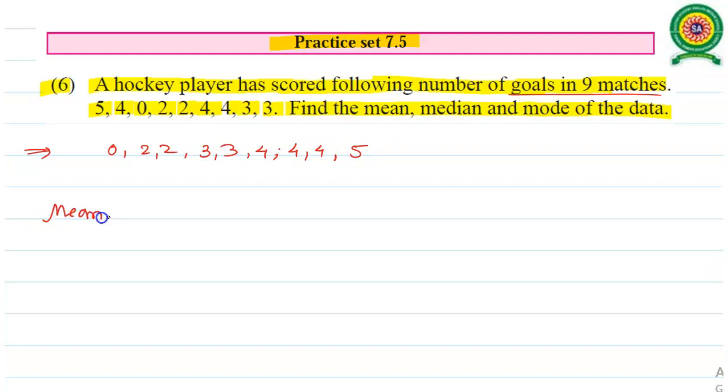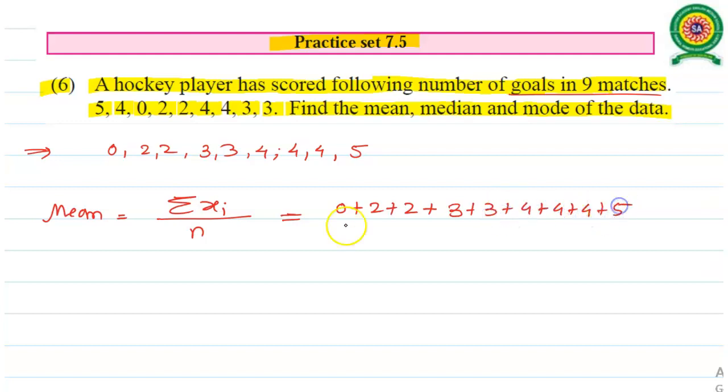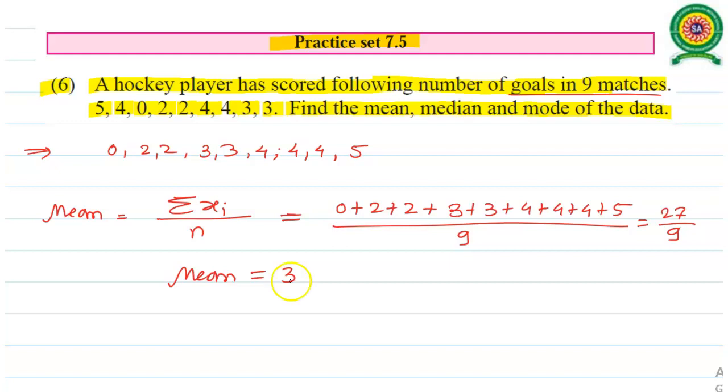Now for finding the mean, we have the formula: sum of all observations, that is sum of xi, divided by the total number of observations, n. So the sum of all observations is 0 plus 2 plus 2 plus 3 plus 3 plus 4 plus 4 plus 4 plus 5, whole divided by the total number of matches, which is 9. Exactly 9 scores are given here. Now let us add them up. We get 27 divided by 9, which is 3. So the mean score of the player is 3.